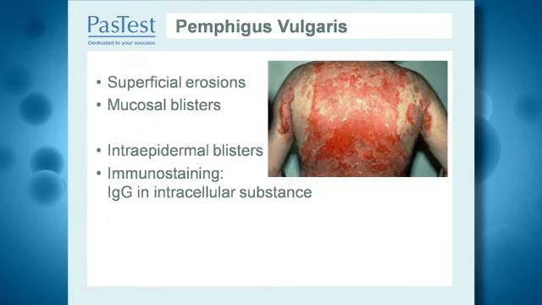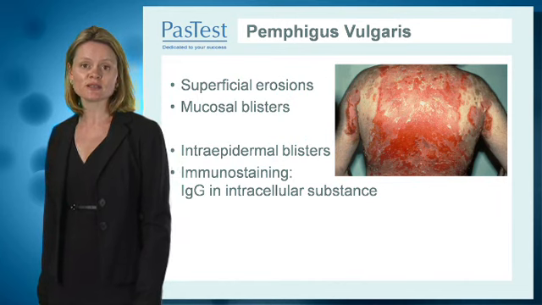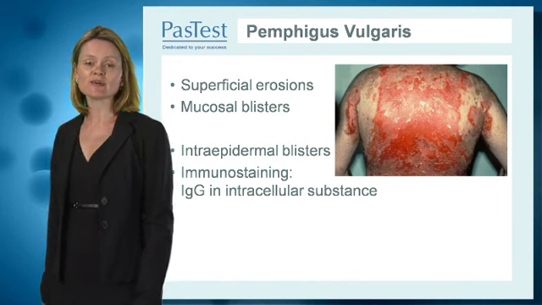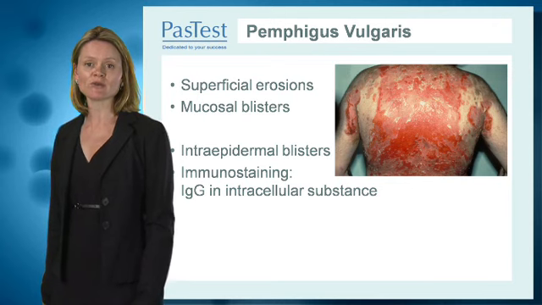So pemphigus vulgaris was a wrong answer, and this is important to distinguish between because these are superficial erosions, as we can see here on this picture. And as I said, the patients will get mucosal blisters. So if you see a question that involves superficial erosions and blisters of the mouth, then think much more of pemphigus vulgaris. And the blisters in pemphigus vulgaris are much more superficial, and you can appreciate that from this picture. And that's because the blistering is at the epidermal level. And immunostaining will show this because it shows IgG in the intracellular substance at the epidermal level.